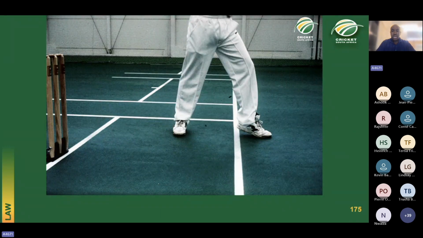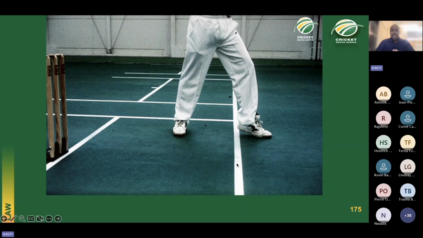What about this one? Similar to the previous one, but a big difference is that the front foot is a little bit further forward. And now if you follow my mouse cursor, there is nothing behind the back edge of the popping crease. Okay, foot is raised. It is raised above the line. The furthest back of the foot is about cutting the line in half.